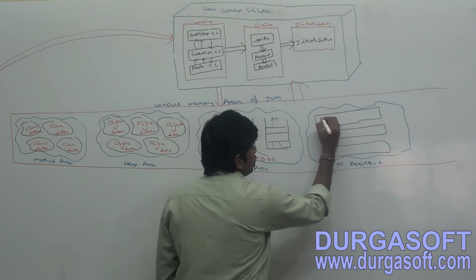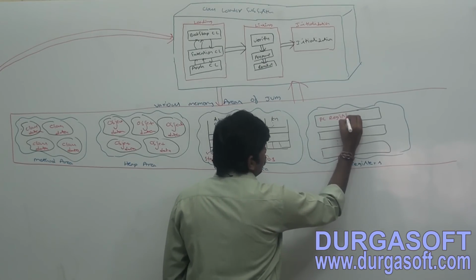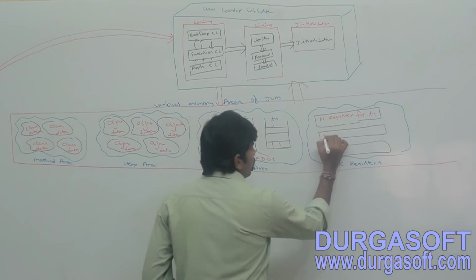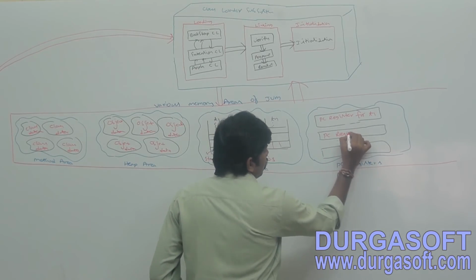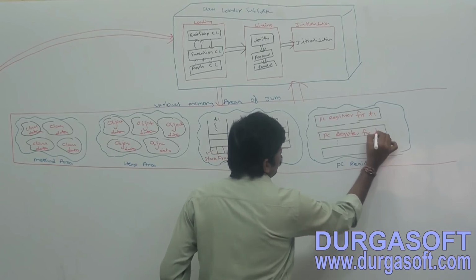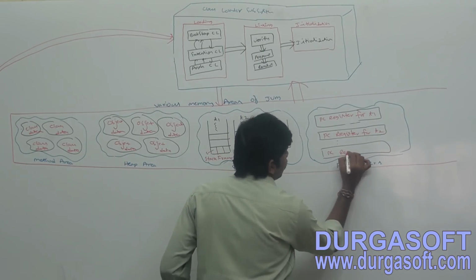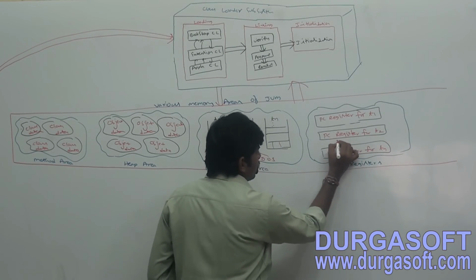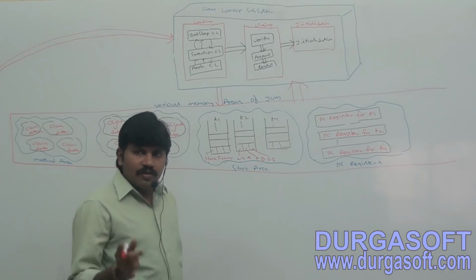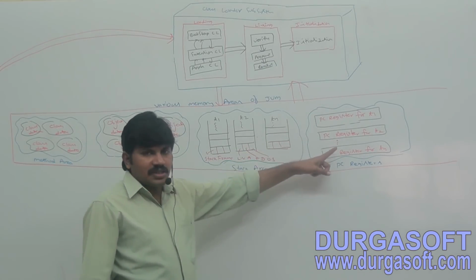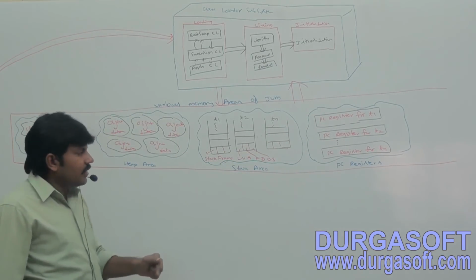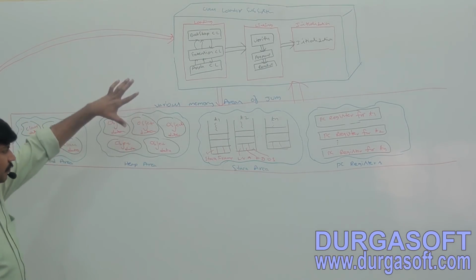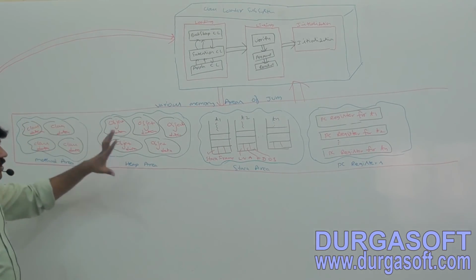PC register for T1, are you getting? PC register for thread 1, PC register for T2, next PC register for Tn. Because for every thread a separate PC register will be created, and for every thread a separate runtime stack will be created. But for the total JVM, one heap area and one method area by default will be there.